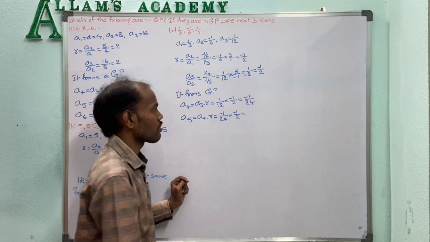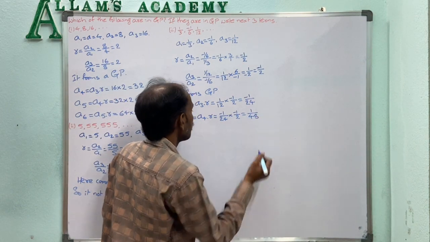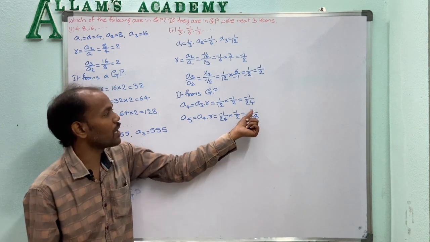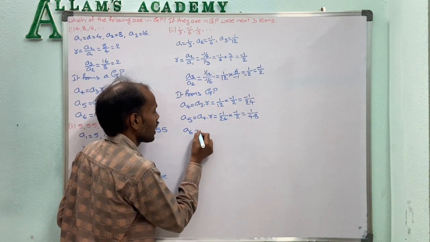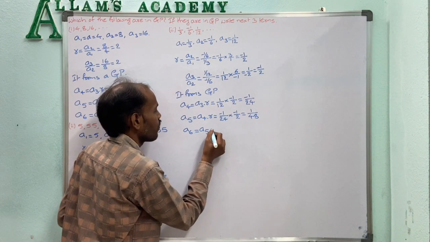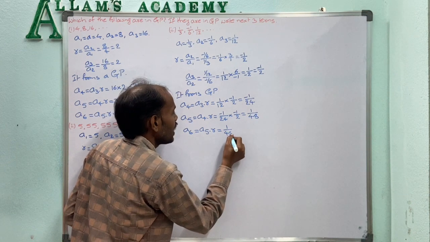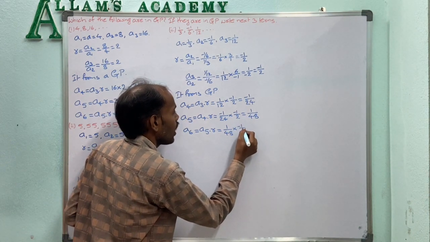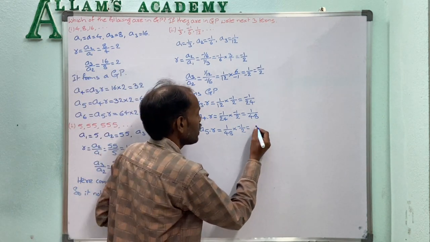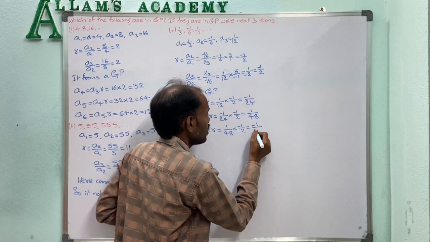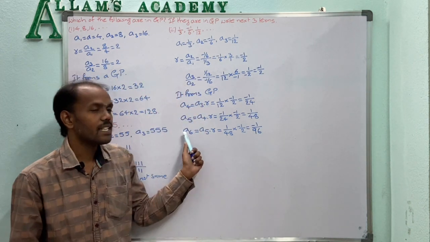Minus 1 into minus 1 is plus 1, and 24 twos are 48. So the fifth term of this GP is 1 by 48. Now the sixth term A6 is equal to A5 into R. The fifth term is 1 by 48 and the common ratio R is minus 1 by 2. So 1 into minus 1 is minus 1, and 48 twos are 96. So minus 1 by 96 is the sixth term.